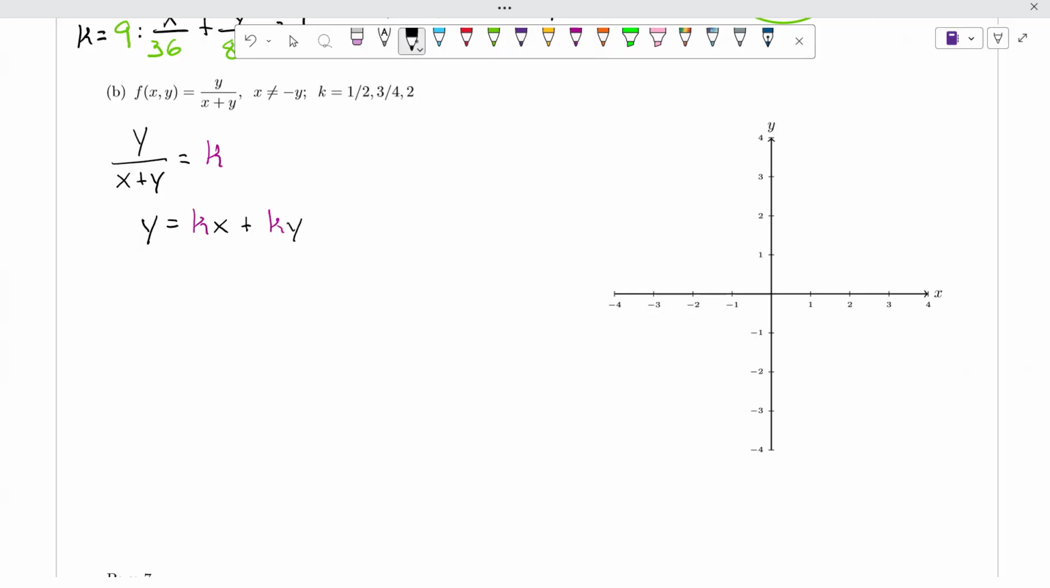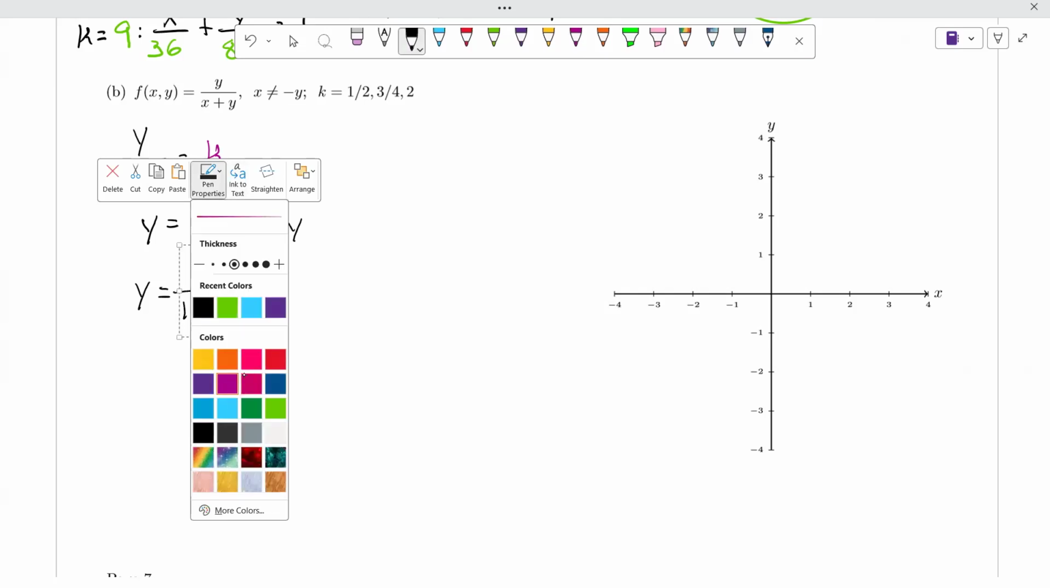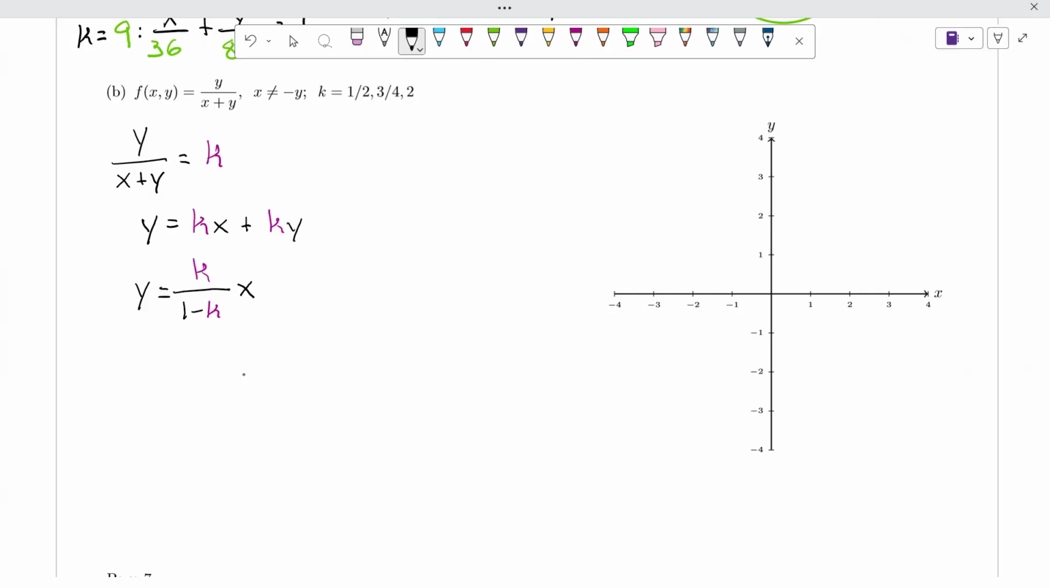And then reorganize that just so it looks like the equation of a single line. This is k over 1 minus k times x. Again, I'll just keep tracking that k as it gets transformed. So I'm looking at a bunch of lines, in particular lines of varying slopes, but that all pass through the origin.